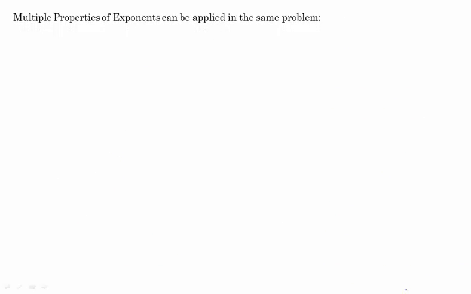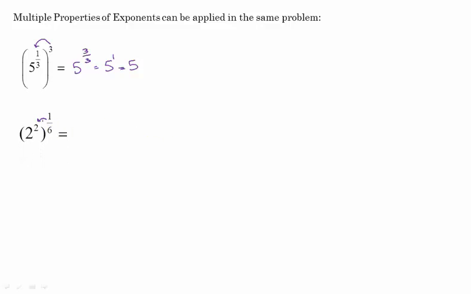Okay, multiple properties of exponents can be applied at the same time in the same problem. So here I have 5 to the 1/3 to the 3rd. I'm going to distribute that in first, and I'm going to get 5 to the 3/3, which is 5 to the 1, which is simply 5.